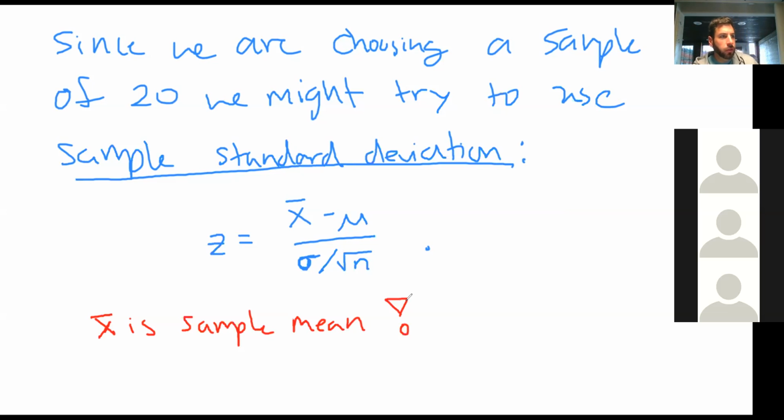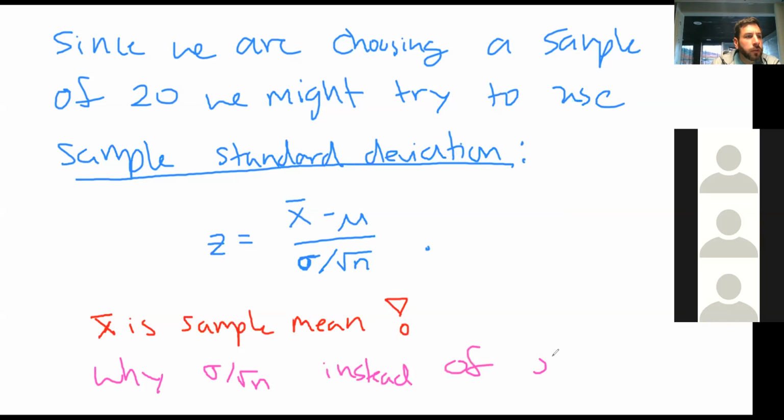So what I would encourage you to do is think about why we have a sigma over the square root of n. More particularly, you might want to think about, and this is where learning happens, why sigma over the square root of n instead of just sigma.